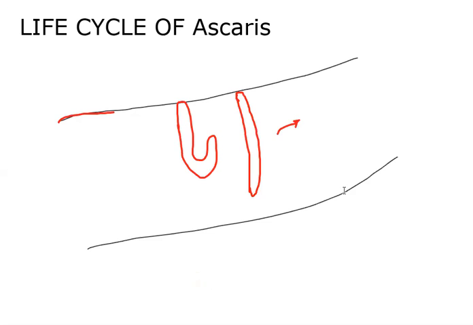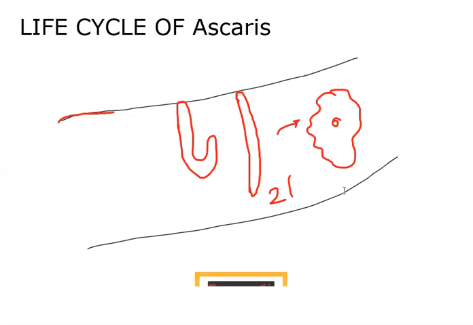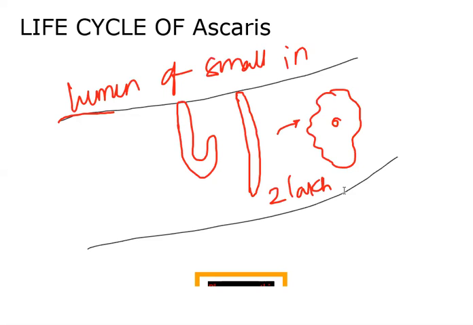After the completion of copulation, we said they release the eggs. Mammillated eggs are released, and they are going to be 2 lakh eggs per day. Per day, 2 lakh eggs, they are going to release in the lumen of the small intestine. The female Ascaris, after the completion of copulation, is going to release 2 lakh eggs per day.